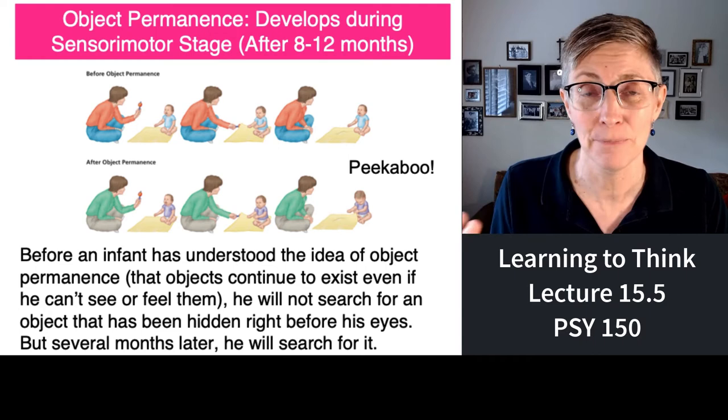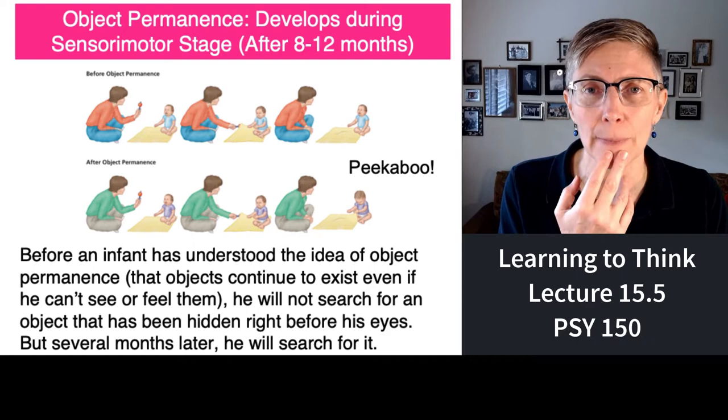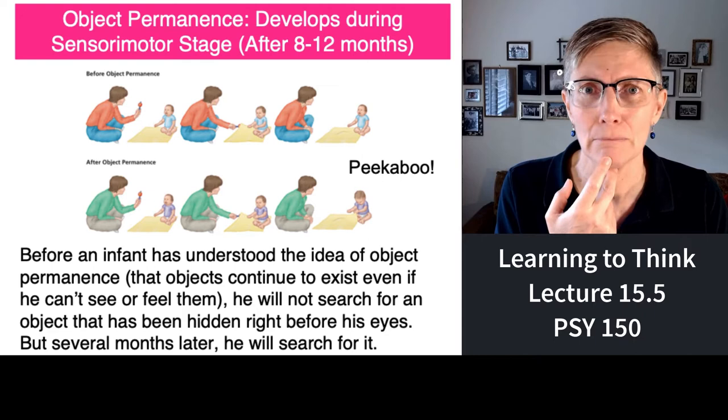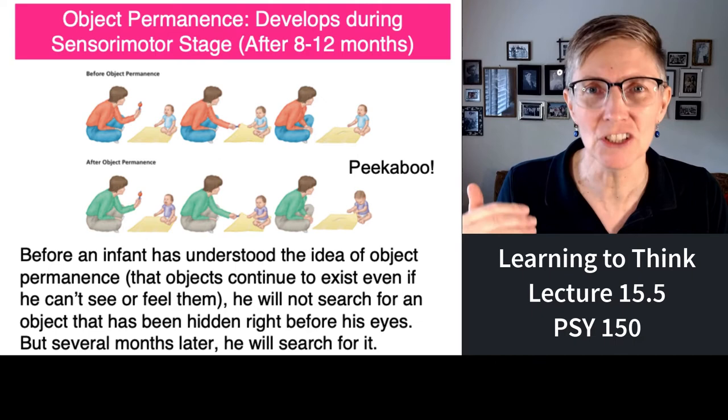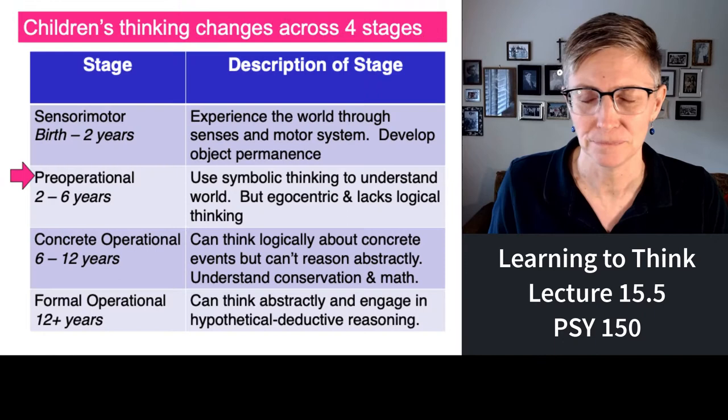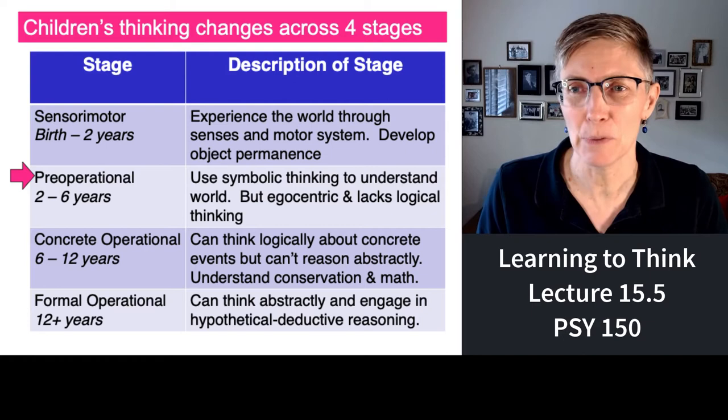Imagine the world if you thought that when somebody left the room or walked behind you, they disappeared. Terrifying, right? Okay. So the development of object permanence occurs during the sensorimotor stage. You don't have it at the beginning, but you develop it. Pre-operational kids understand object permanence.